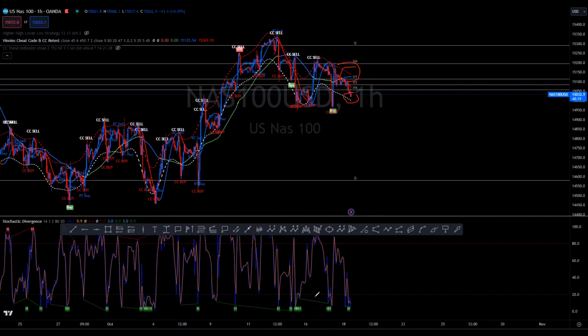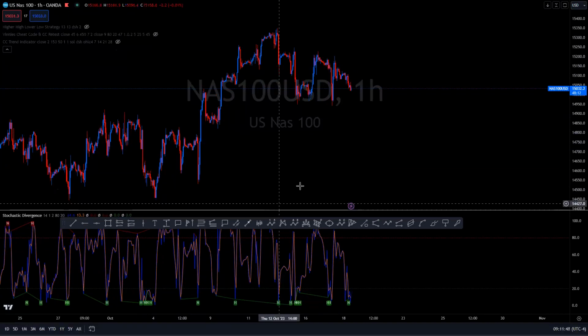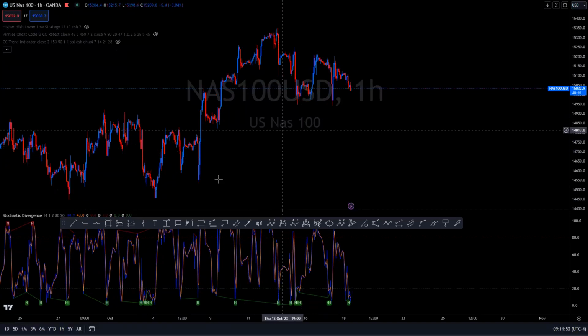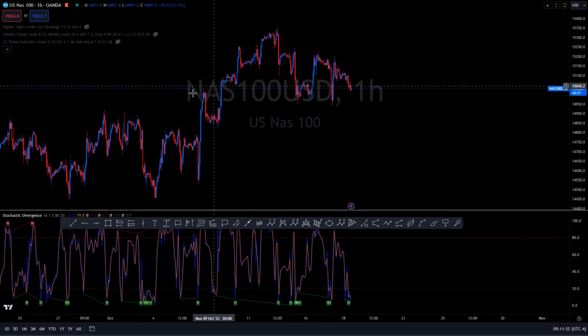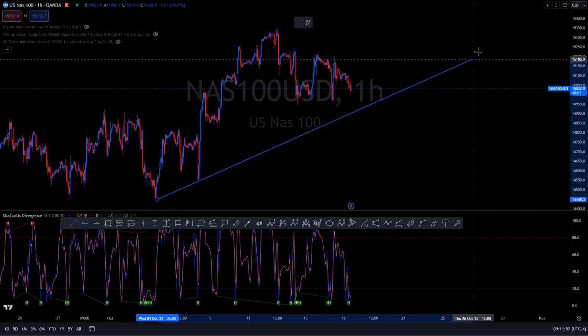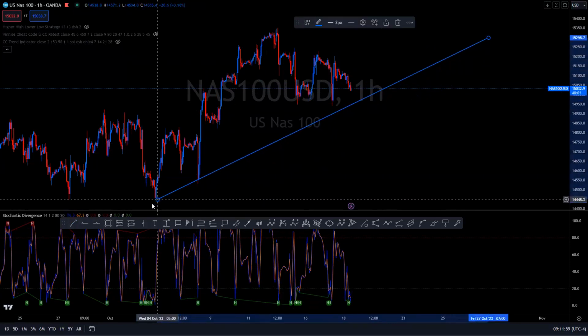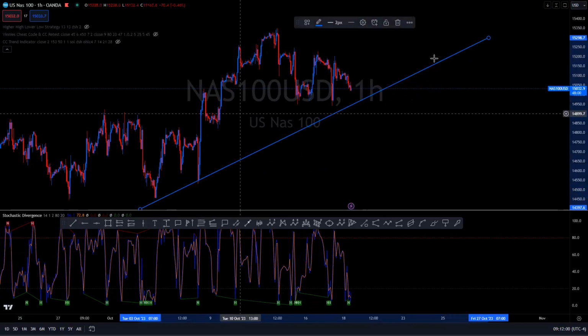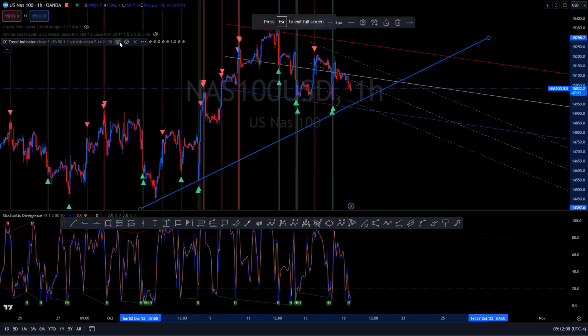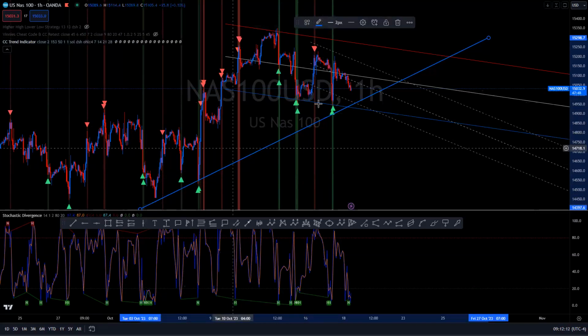So then what we're going to do is we want to figure out what is the overall trend. So we can clearly see that price has been trending up and breaking previous highs. So I'm going to conclude that price is overall bullish. And I want to turn on the CC trend indicator to give me confirmation on that. Which in this case, it is true.